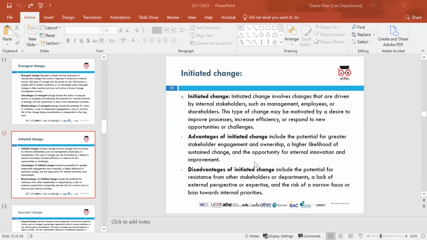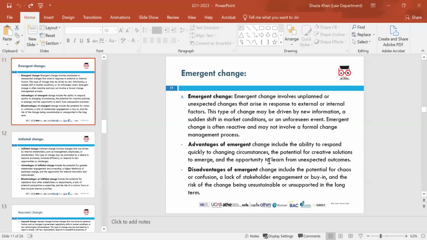Advantages of emergent change may include the ability to respond quickly to circumstances, the potential for creative solutions to emerge, and the opportunity to learn from unexpected outcomes. Disadvantages include the potential for chaos or confusion, a lack of stakeholder engagement or buy-in, and the risk of change being unsustainable or unsupported in the long term.